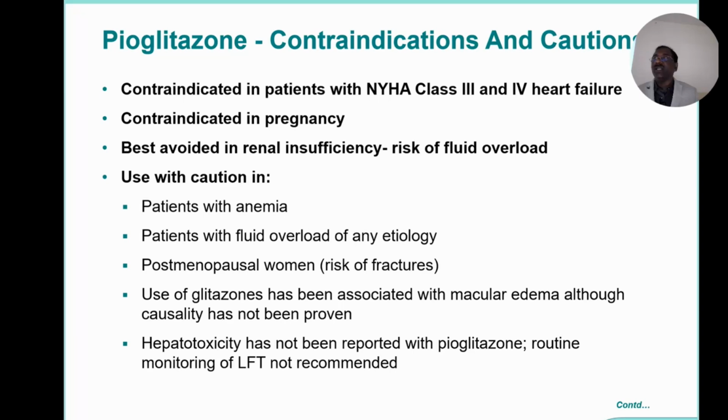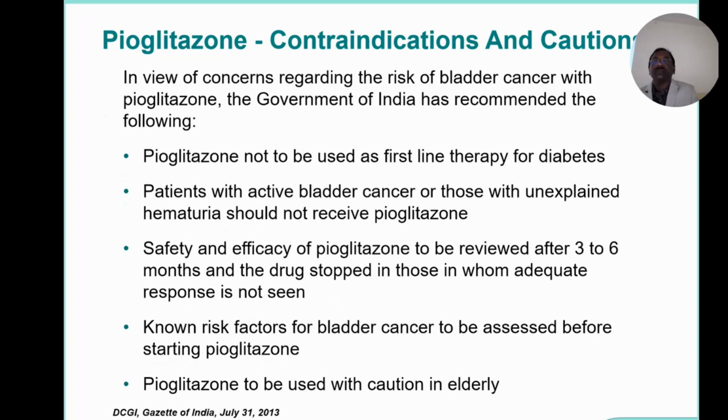It is avoided in renal insufficiency. What other drugs are avoided in renal insufficiency? Metformin. When the GFR is less than, you should remember 30 and 60. More than 60, usual dose. Less than 30, don't use. 30 to 60, use with caution. Anemia, because pioglitazone will cause anemia. Same things here. So, contraindications.